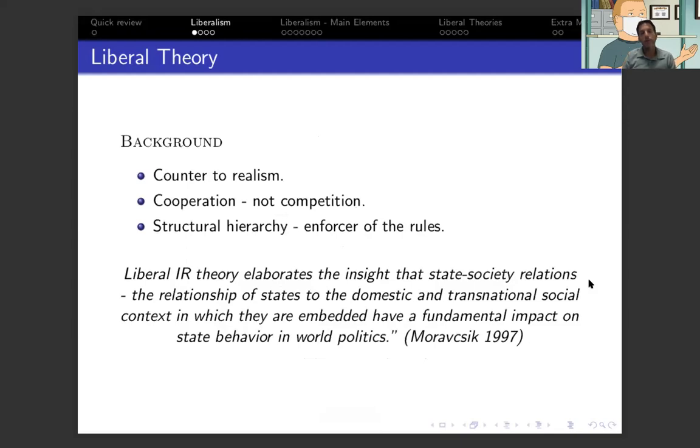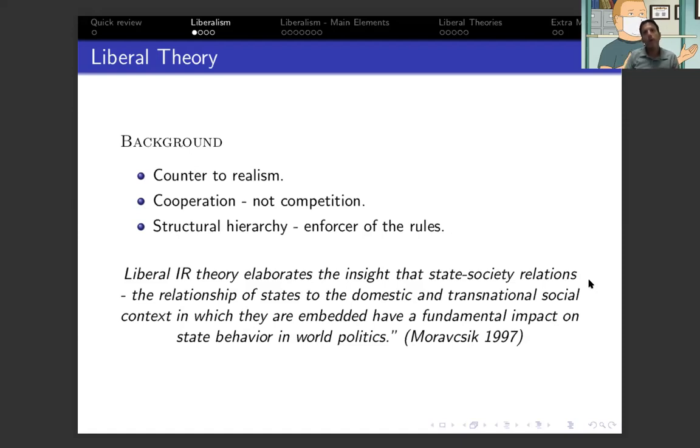Liberal theories emerged as a counterweight to the rise of the neorealist approach in the late 1970s and early 1980s. In contrast to those realist perspectives, the focus of the liberal point of view is international cooperation and not competition between states. So it's not the struggle for power, but the pursuit of cooperation among actors in the international system. From a structural standpoint, liberalism embraces the role of the hierarchical structure of the international system, with one actor that's supposed to enforce the rules.